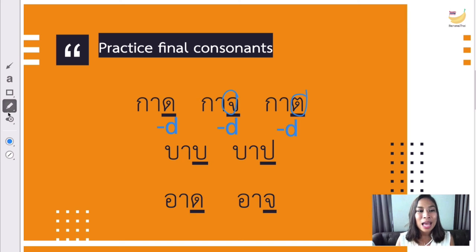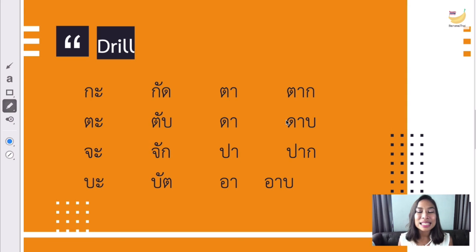Next one, บอใบไม้ is b sound as ending consonant, it's correct, and ปอปลา as well. So this one is บาบ and บาบ, the same. Last one as well: remember ดอเด็ก and จอจาน. This one is อาด, this one is also อาด. จอจาน as ending consonant has the d ending consonant sound. So this is a drill.